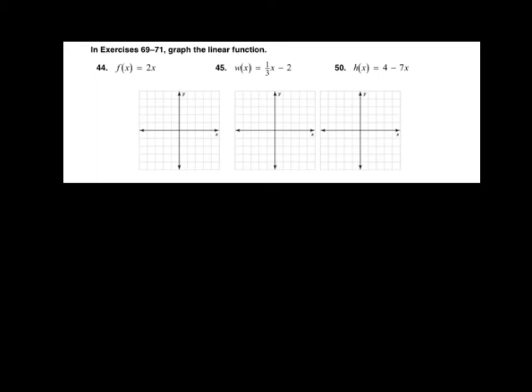This is the Chapter 3 Cumulative Review video number 8. So we are well into Chapter 3 material at this point in the review, and we are going to now start with graphing linear functions.